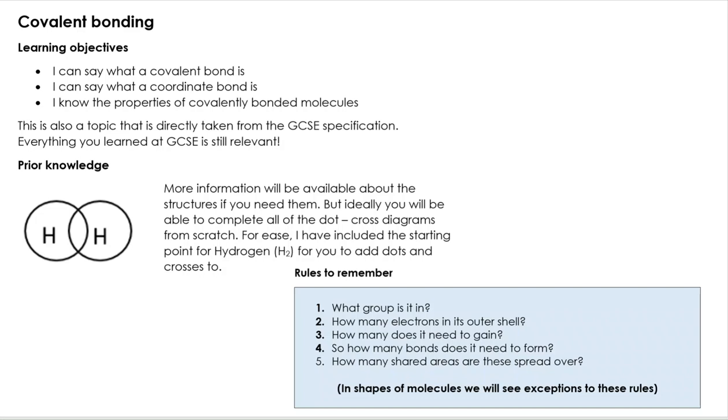And the final thing I look at is the fact that there is 1 shared area between the H's. So I know that the hydrogen is going to put 1 electron in. This hydrogen is going to put 1 electron in. That's 1 covalent bond. Both of the hydrogens now have 2 electrons in their outer shell. So what we're going to do is move on and look at some further examples of this.